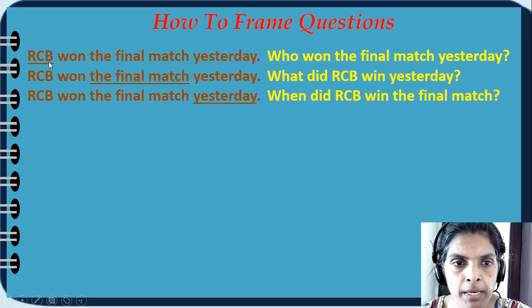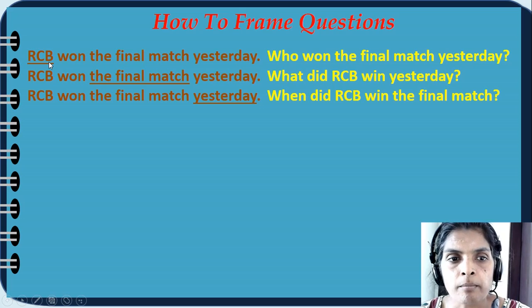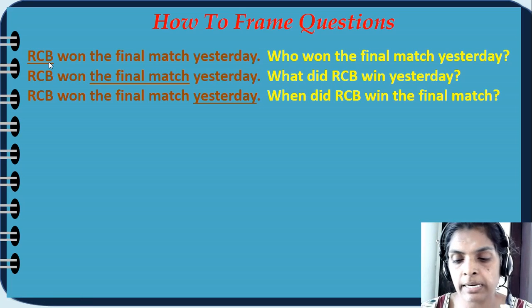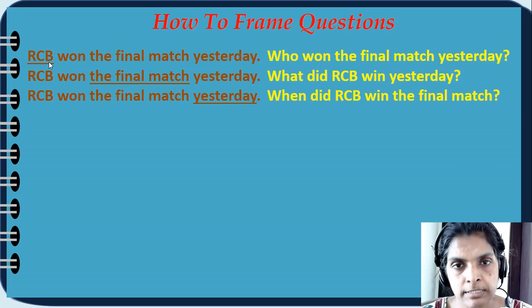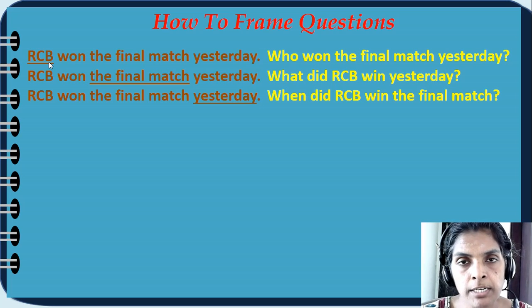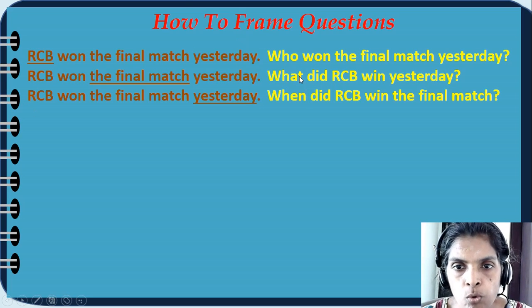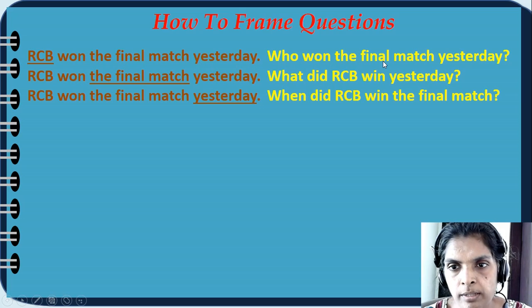See here RCB is underlined. So RCB is a name of a team, right? So we can consider it as a person. So if a person needs to come as an answer, how should you ask a question? Who? So who won the final match yesterday? Who won the final match yesterday?